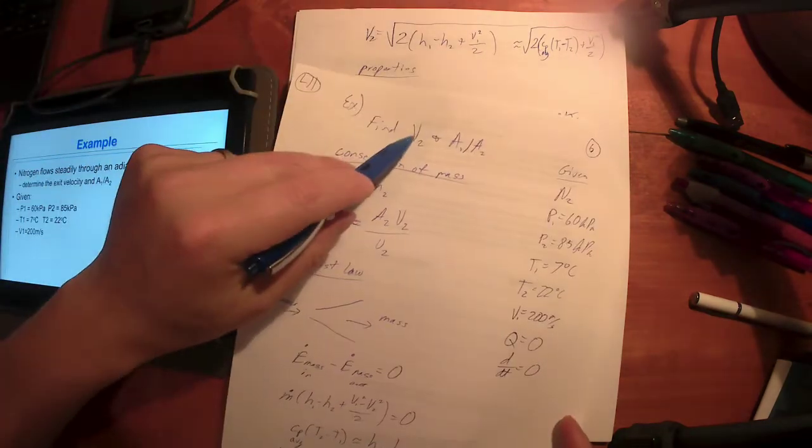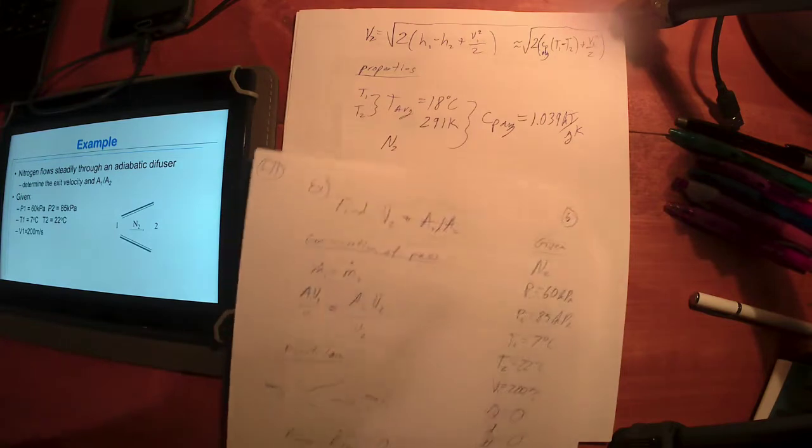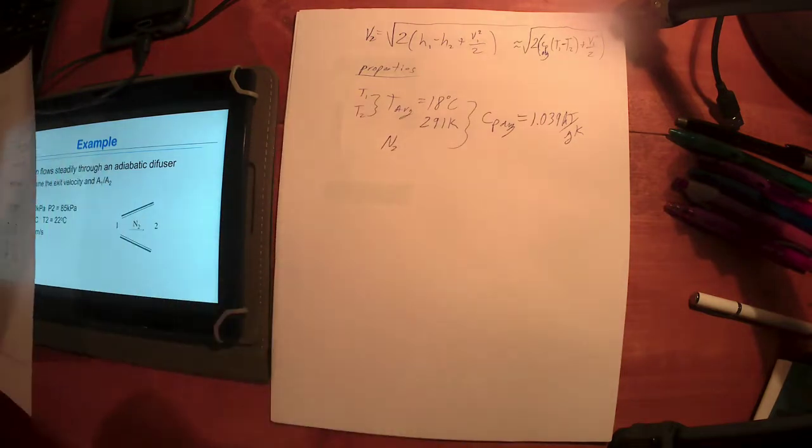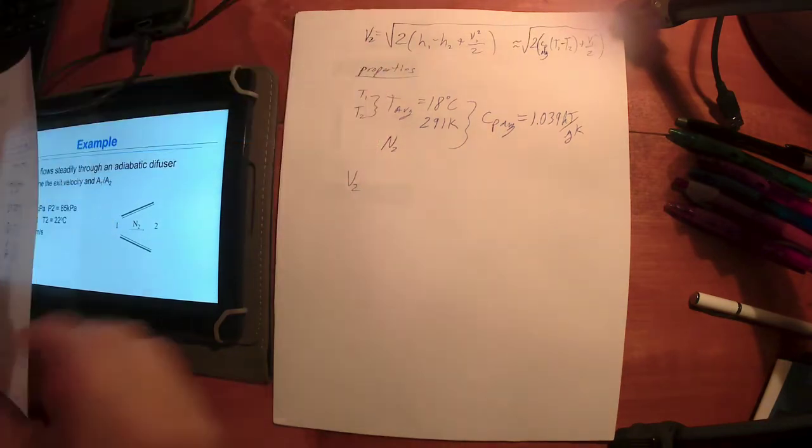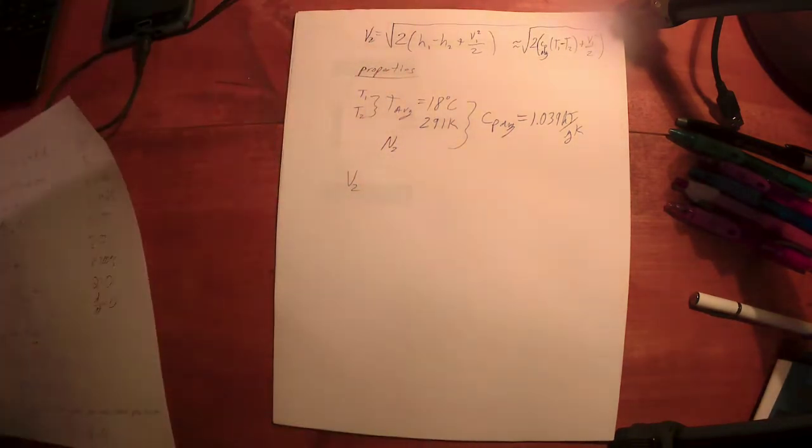Alright, what are we trying to do? We're trying to find the speed. We've solved for speed. The only thing we need to know is C sub P average. We've got that now. Okay, V2. Let's get down to some calculations.